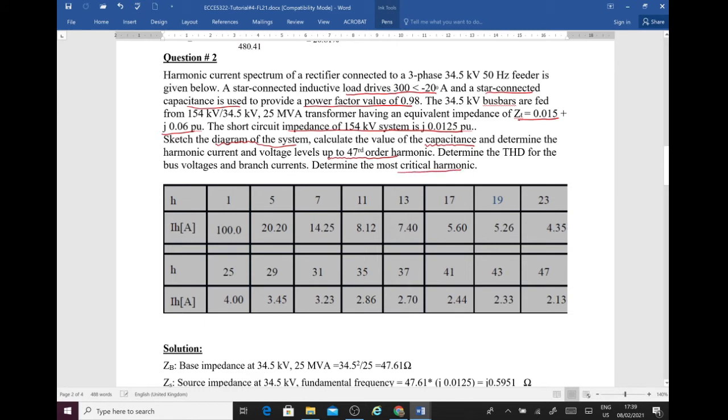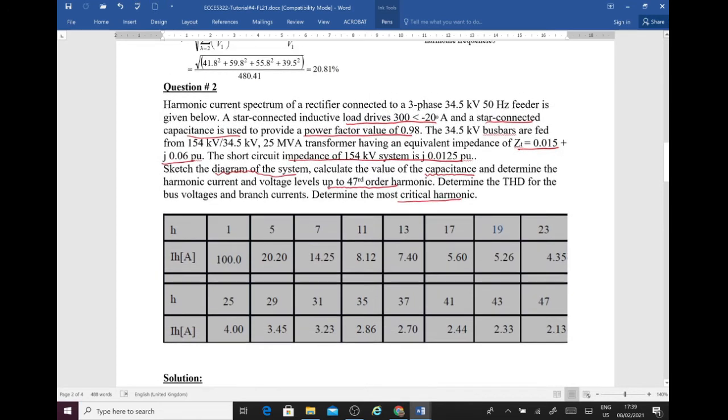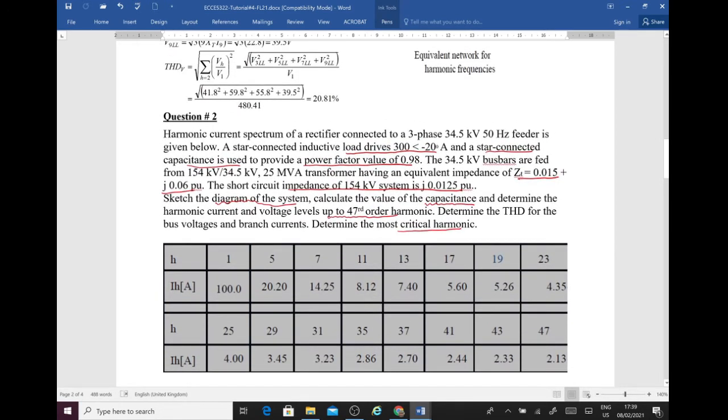So what is the critical harmonic? It will be the largest harmonic, I mean the harmonic that will give a large current. So that will be the critical one. Okay, so let us do it step by step. First of all, we need to find what will be the value of the capacitor bank that will be connected. This is our first step: to find the capacitor bank value that will improve the power factor to 0.98.